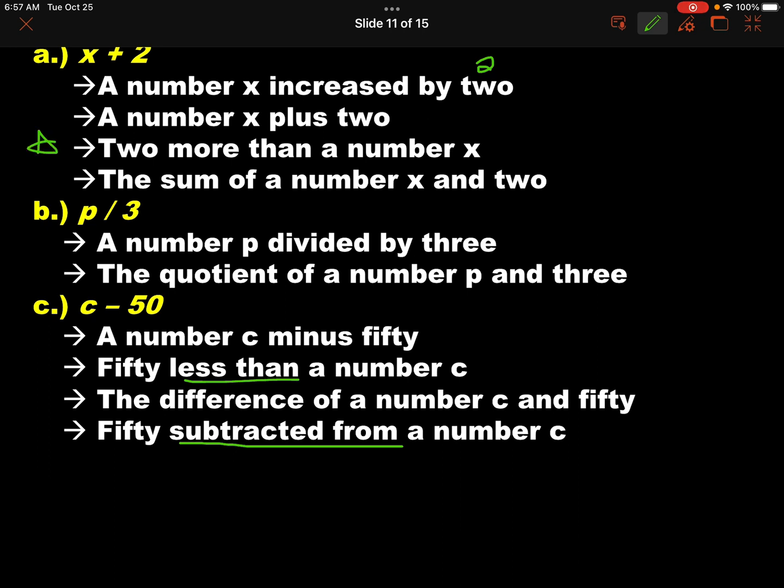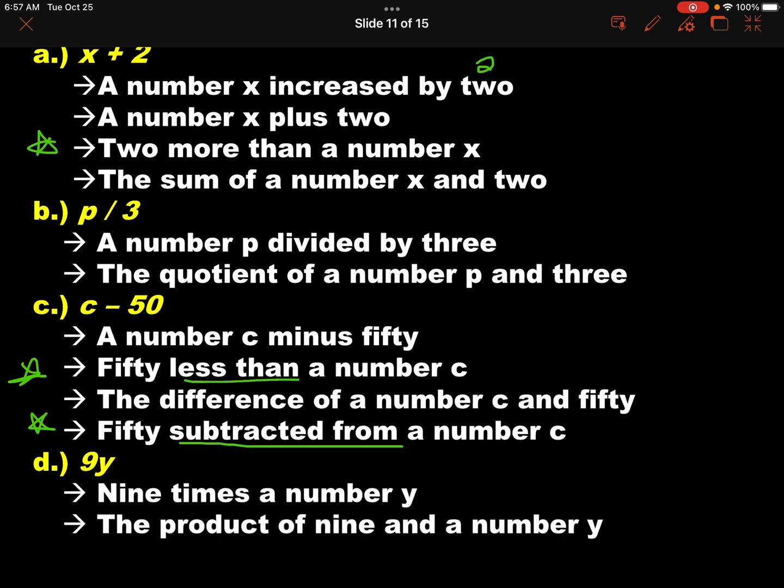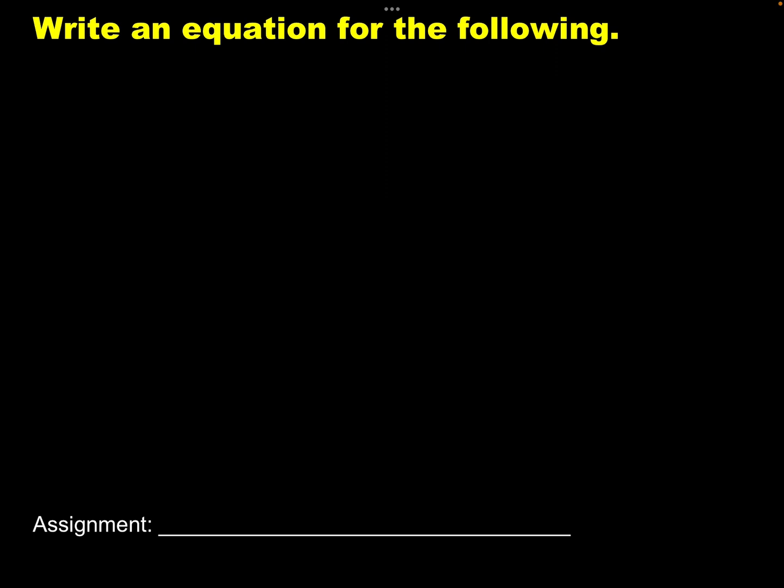So this one and this one, you're changing the order. Now with addition, order doesn't matter, but with subtraction it does. 9y would be 9 times a number y, and the product of 9 and a number y. All right, so you guys can freeze on that if you need to write down some of these. I know I went by them quick. 9 multiplied by a number y would be another way of doing that one.